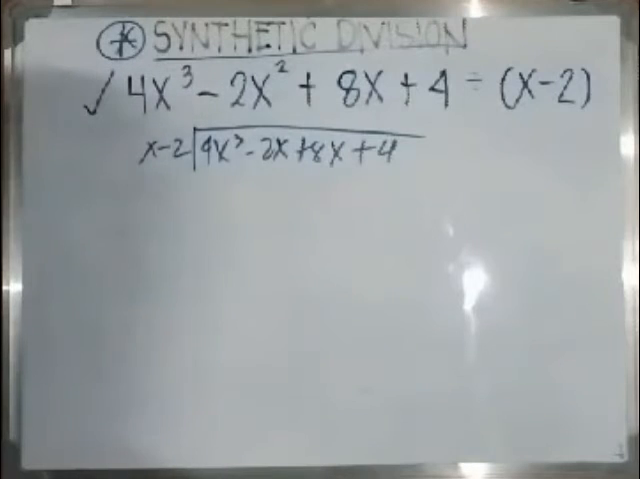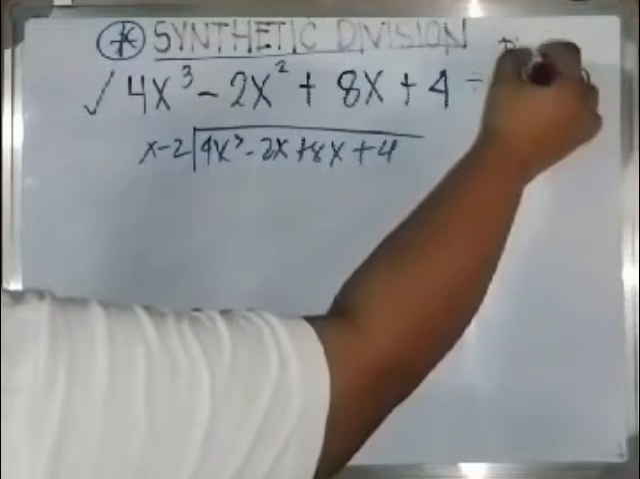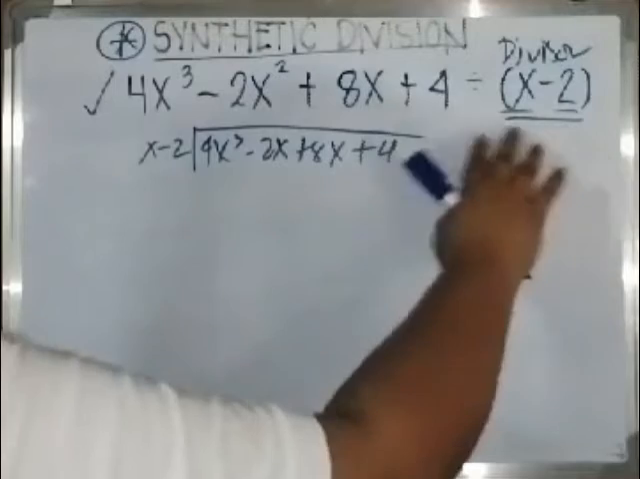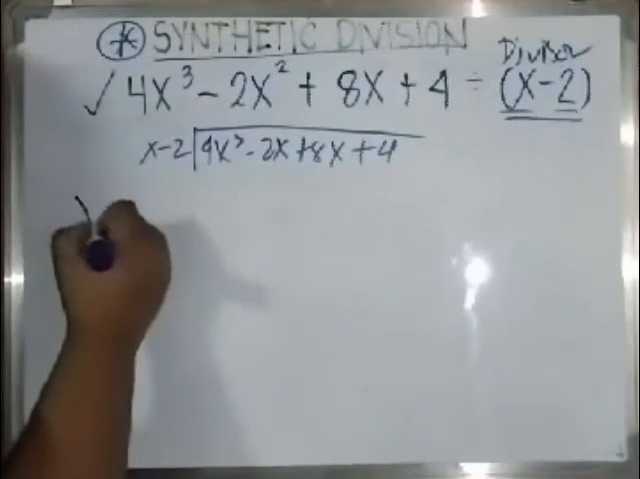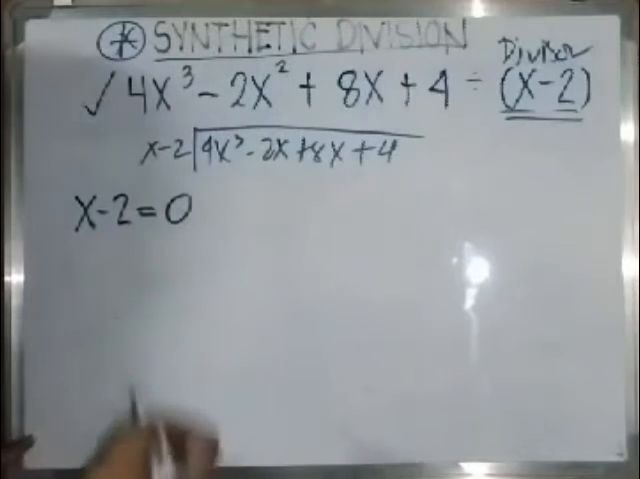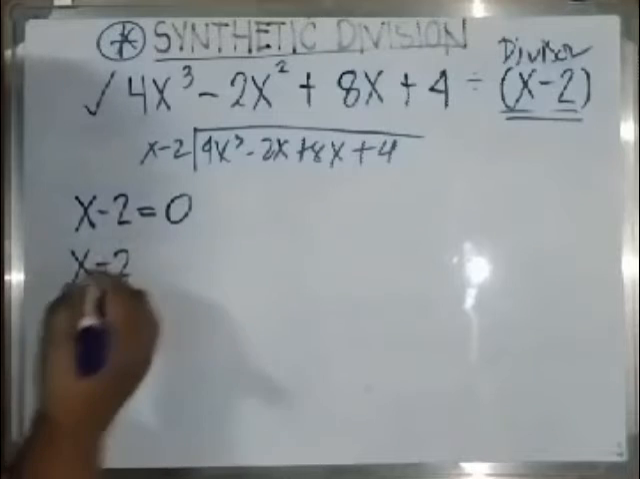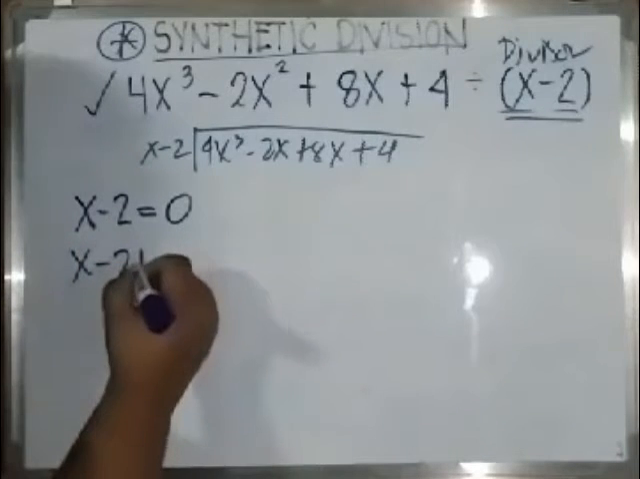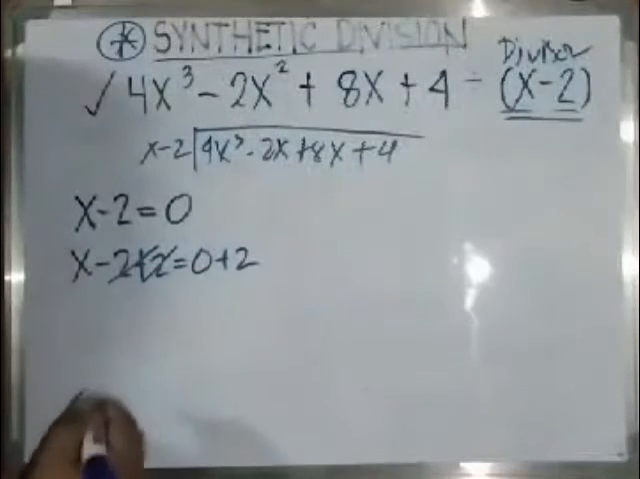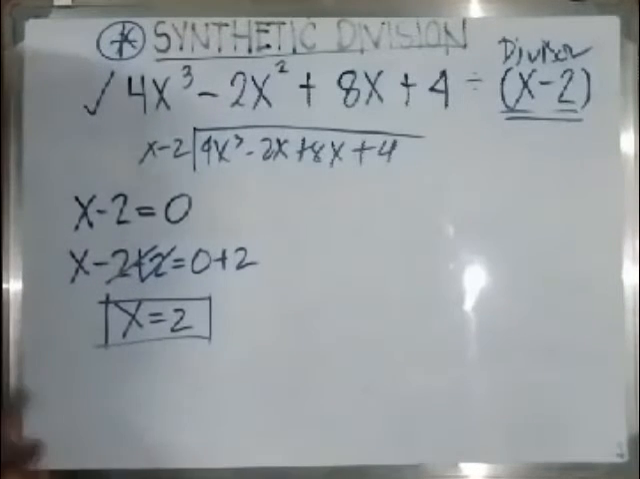Now, how do we use synthetic division? Let's first take your divisor. We need to operate on your divisor. You have x minus 2, and we need to equate this to 0. We can use the addition property. We need to get rid of negative 2, so we add positive 2 to both sides in order to remove it. So x is equal to 2. Your x now is equal to 2.